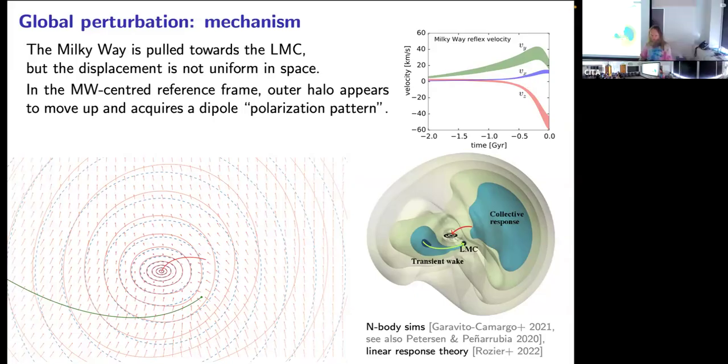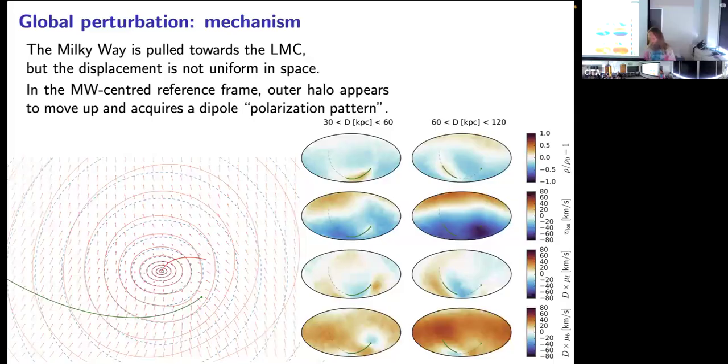This has been shown by many people, in many different independent simulations, and also using kinetic theory calculations. They all point towards the same kind of effect: there is a local dynamical wake induced by the LMC and a global deformation of the Milky Way. And what kind of observational predictions would it lead to?